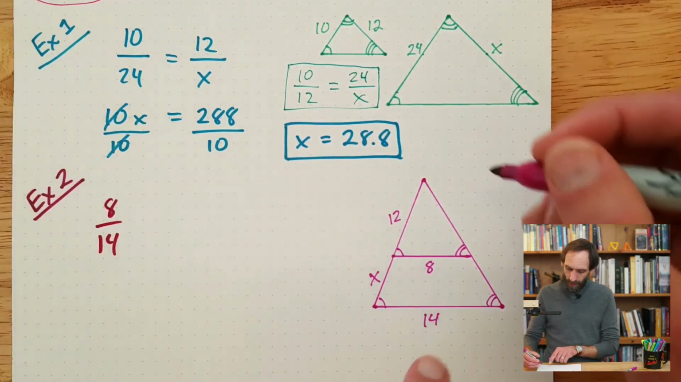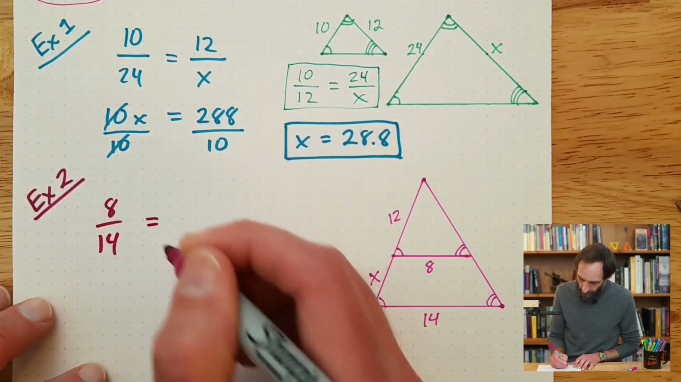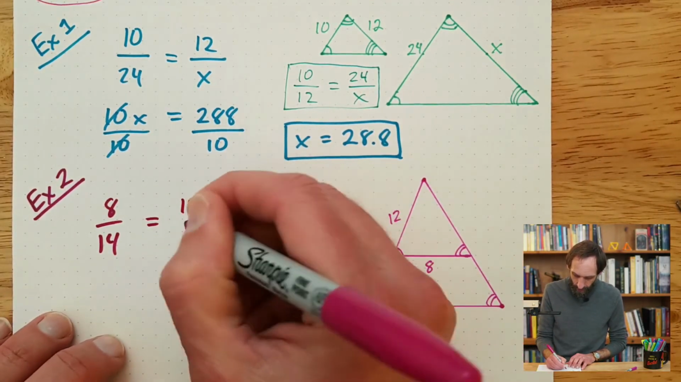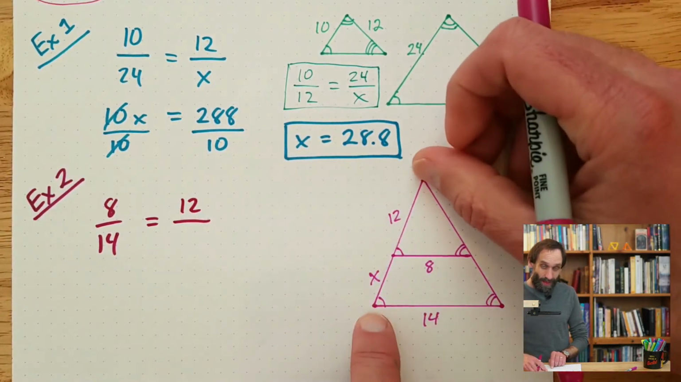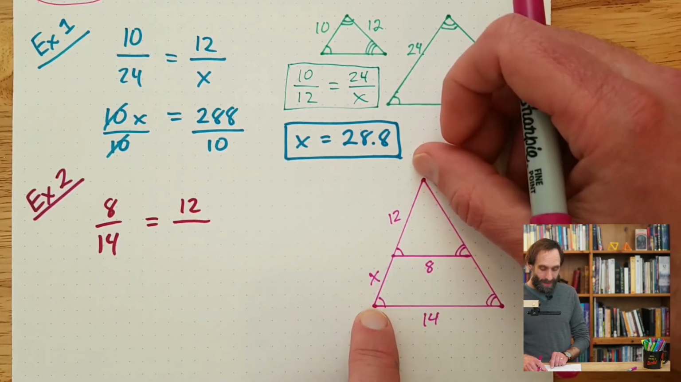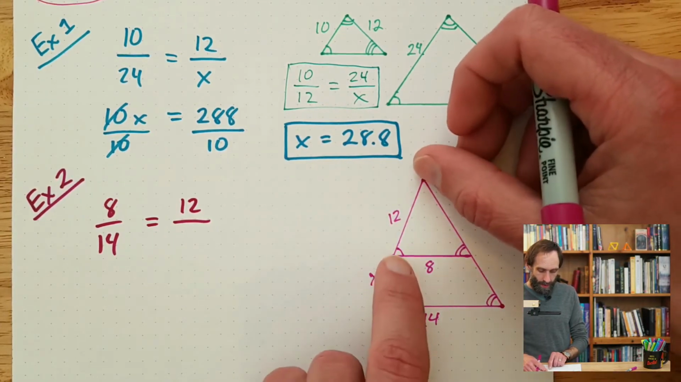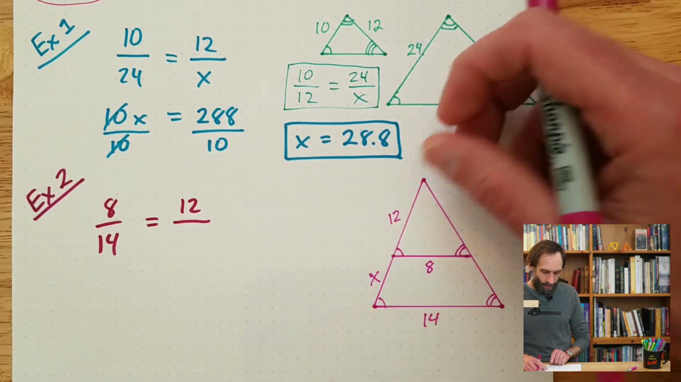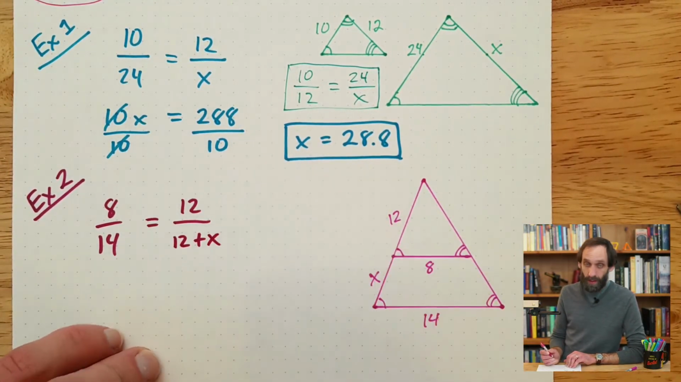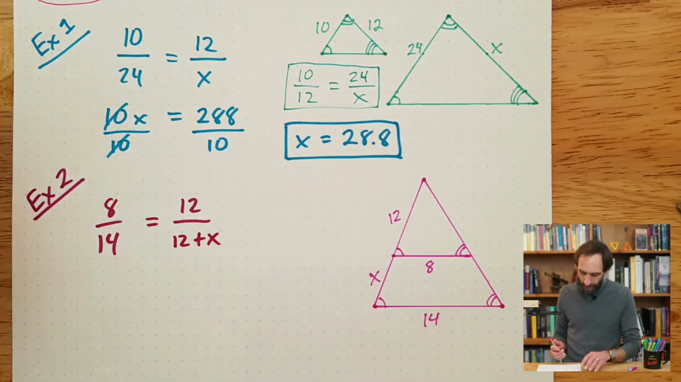And now we'll do the other length. So this is length 12 in the smaller triangle, right? 8 is in the smaller triangle and 12 is in the smaller triangle. Now we need this corresponding length in the larger triangle. This whole length is not x. X is only this much. This whole length is the combination of 12 and x together. So it's actually 12 plus x. So this is the proportion that we need to solve.